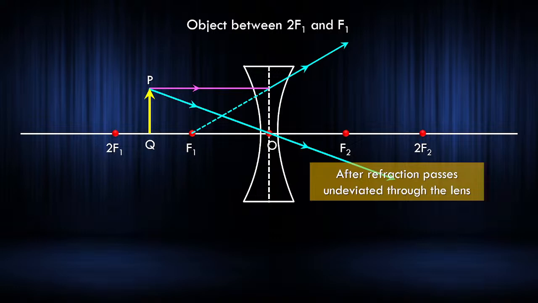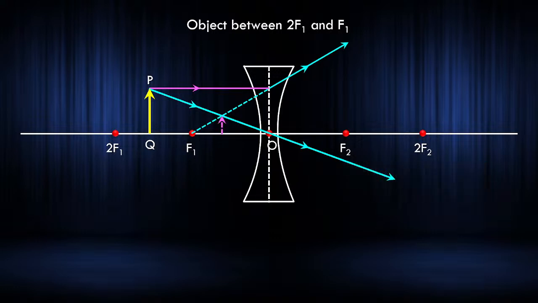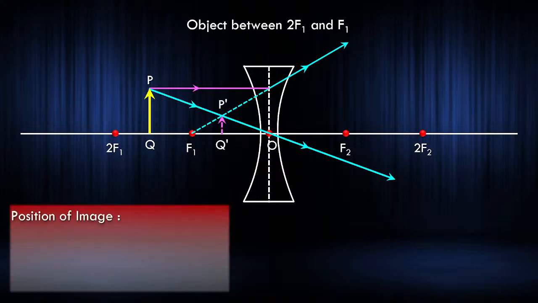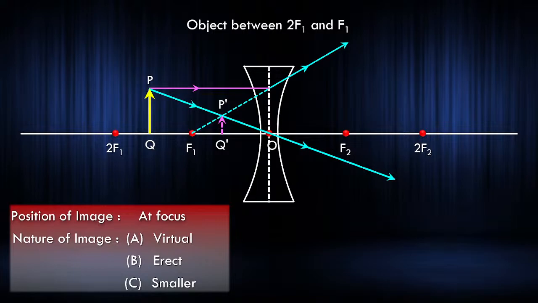So where will be the image? Can you see this arrow which is coming here now? This is the image. Now tell me, is it above the principal axis or below the principal axis? But virtual or real? On the same side, correct? Position of the image: at focus. Nature of the image: virtual, erect, smaller. Next. So like this, two diagrams for your concave lens.